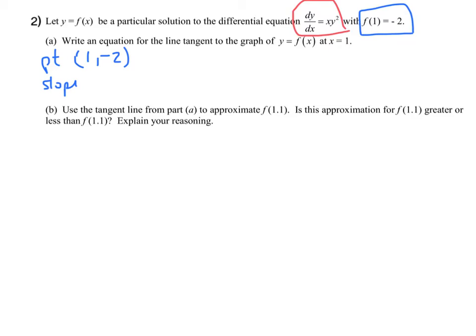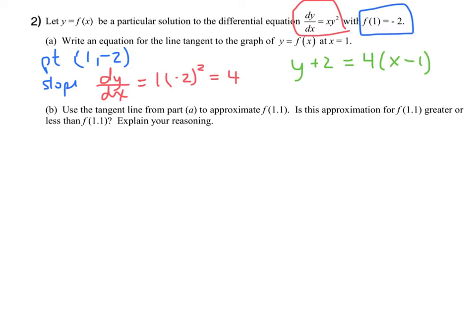All right, so the derivative of the function is xy squared, which tells me that if I take my x and my y, I should be able to plug that in and find the slope. So dy dx is equal to x is 1 times y squared, so times negative 2 squared. So that would be 4. So my slope is 4 and my point is 1, negative 2, and so I'm able to write the equation as y plus 2 equals 4 times x minus 1. Okay, so that's part A.